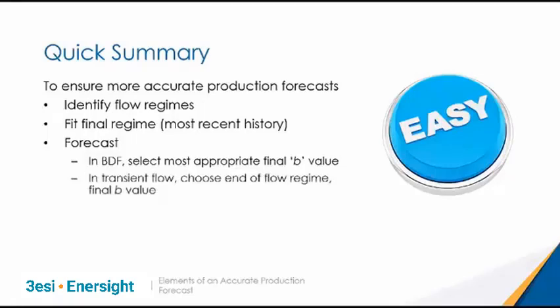If we're still in transient flow, we've got a bigger problem. We've got to choose the end of that flow regime and then make our best judgment as to what the final B value will be once we get into those data that are influenced by the boundary. So how do we do this? Preferably by analogs, other wells in the same area with longer histories. If we don't have any wells with longer histories, we're going to have to use reservoir models. Just put in our best guess of what those reservoir properties are, run models, and see when we expect to change flow regimes and what the final trend will be.